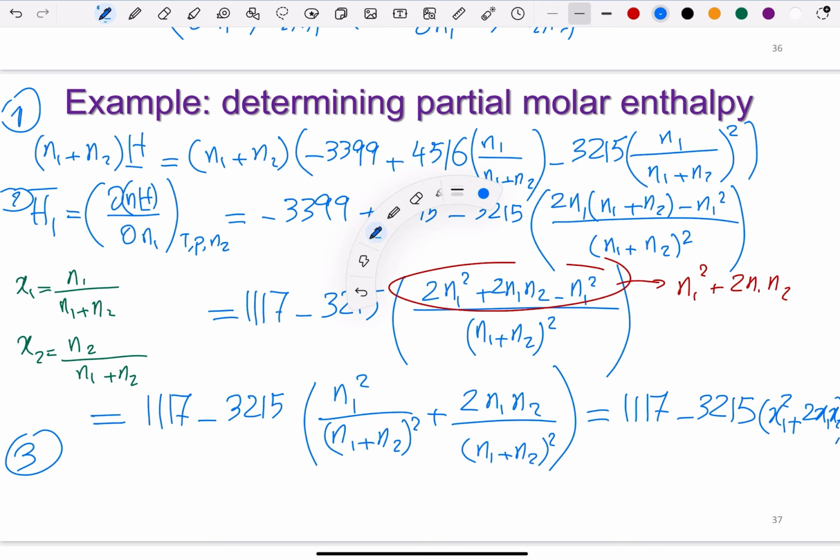The key point is you go step by step. Make sure you first build that extensive property, so (n1 plus n2) times the molar property that I have given you. Then you calculate the derivative with respect to n1 or n2, if you are interested in the n1 or n2 bar, the partial property. So they should be consistent. And when you calculate that derivative, make sure the other parameters in your expression are constant. In that expression, when I wrote it like that in the first line, the only parameter changing when I'm calculating the derivative is n1.